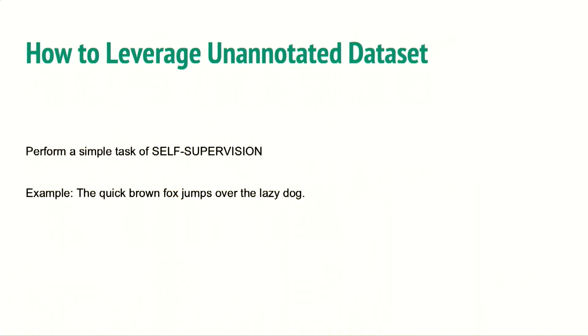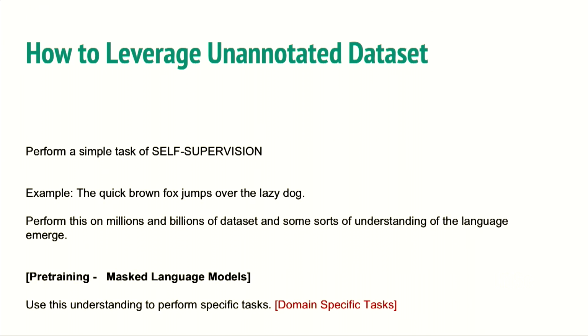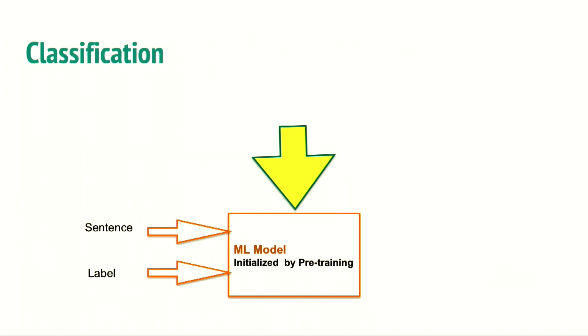So with this, I will give you one simple example to understand. You perform this over some billions of examples, and some sort of understanding of language emerges. We don't know what emerges, and this is called a masked language model. You then use this to perform specific tasks. So let me take one specific task and tell you.